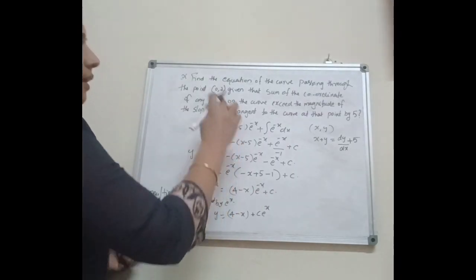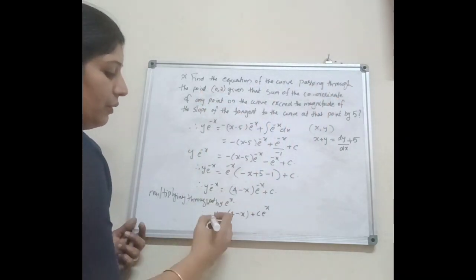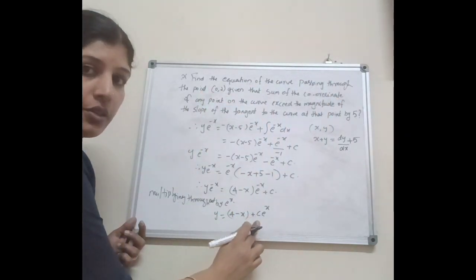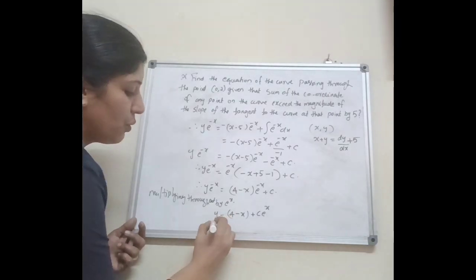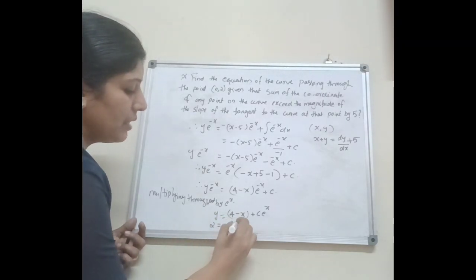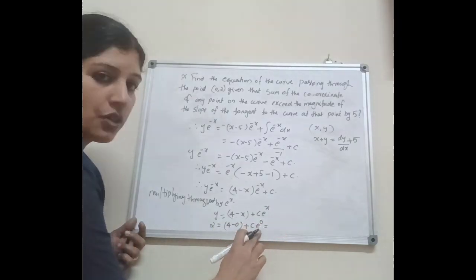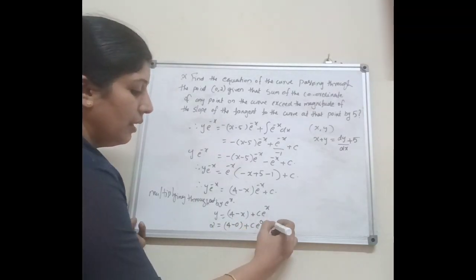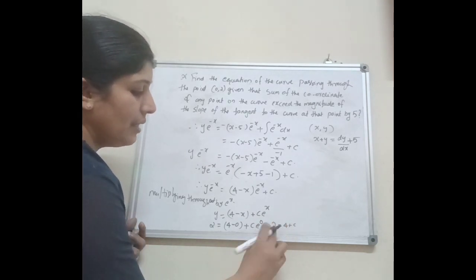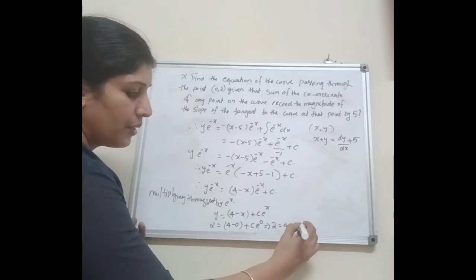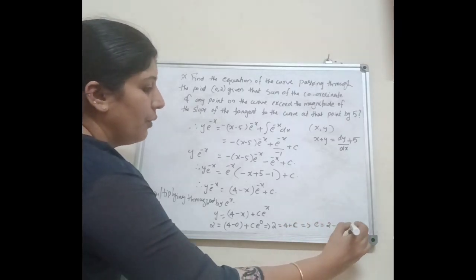Then next, consider the condition: the curve passes through the point (0, 2), and we have to find the particular solution. That is, when x equal to 0, y equals 2. That is, 2 equal to 4 minus 0 plus c into e raised to 0, and e raised to 0 is 1. Therefore, 2 equal to 4 plus c. Therefore, c equal to 2 minus 4 equal to minus 2.